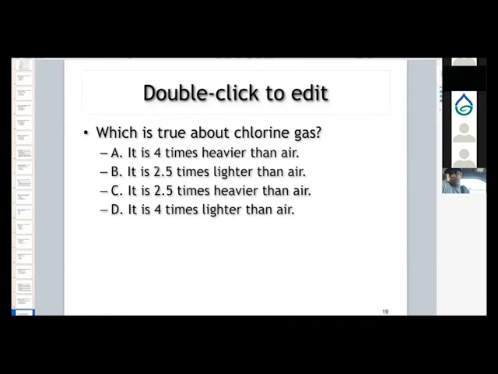Which is true about chlorine gas? Let's see. It is 4 times heavier than air. It is 2.5 times lighter than air. It is 2.5 times heavier than air. It is 4 times lighter than air. So the answer here is C. It is 2.5 times heavier than air. So chlorine does tend to sink.